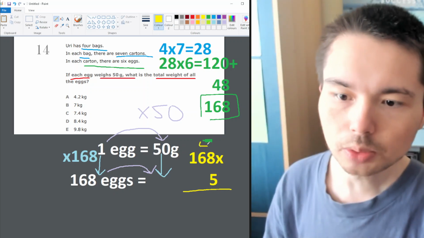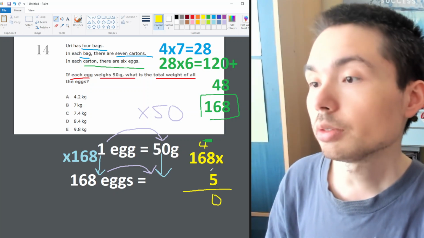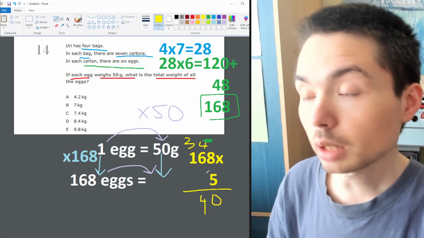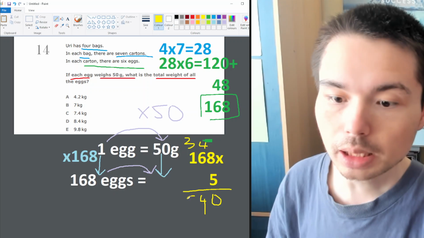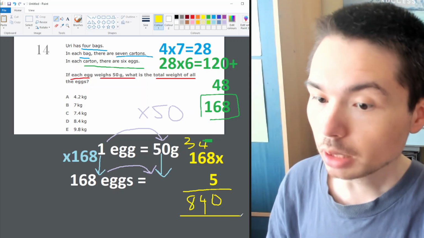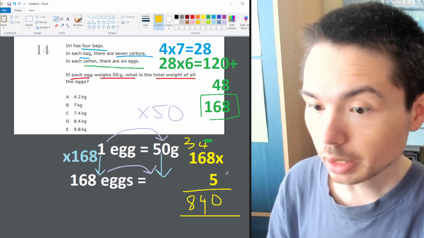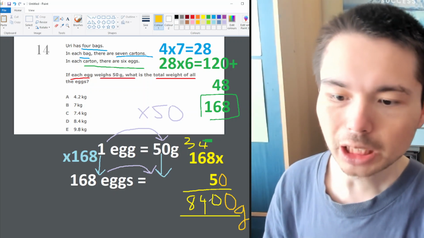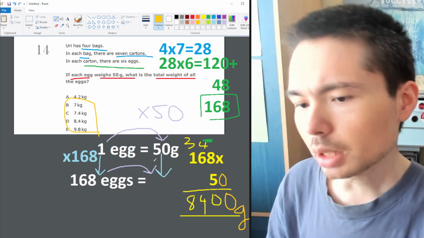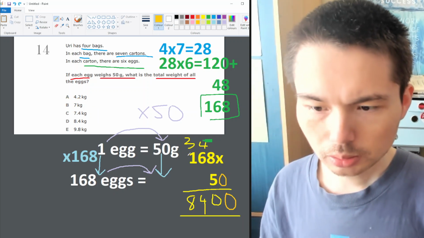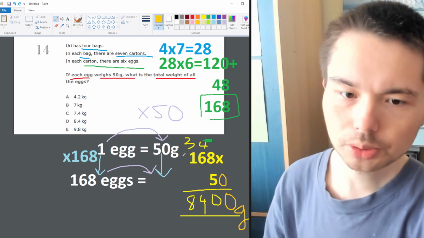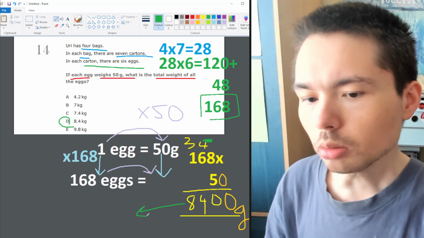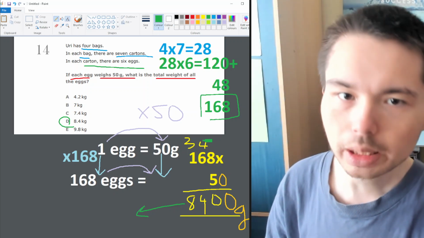Eight times 5 is 40. 6 times 5, 30. Plus 4, 34. 1 times 5 is still 5, and then you add 3, it'll be 8. We are timesing by 50. Put your 0 here. So it's 8400 grams. That's the cool thing. If we look among our answers, even if I wrote it a tiny bit wrong, it's the only one with 8 and 4 as digits, so that must be the answer.